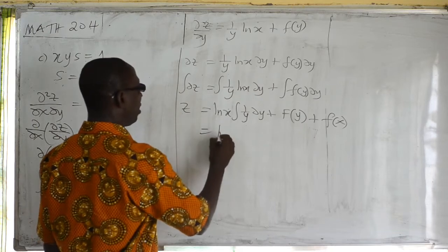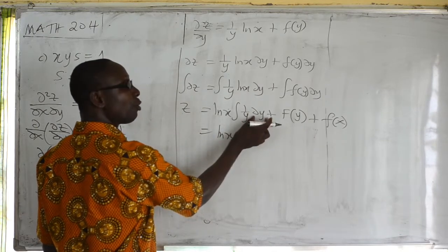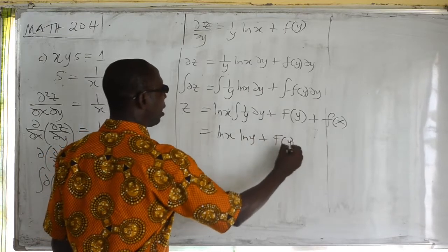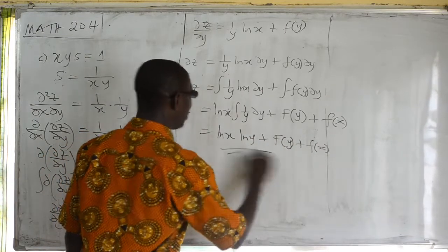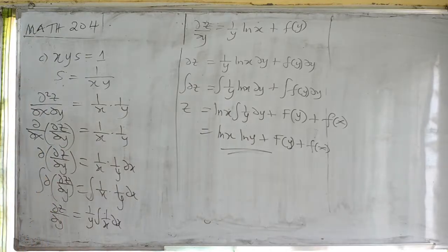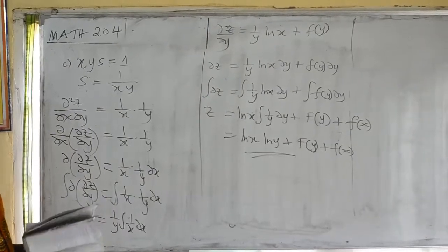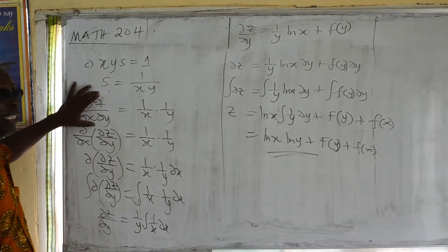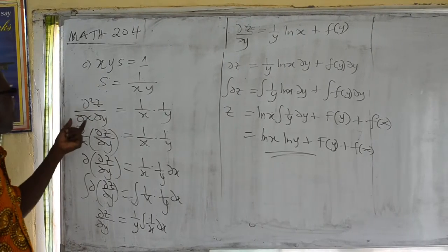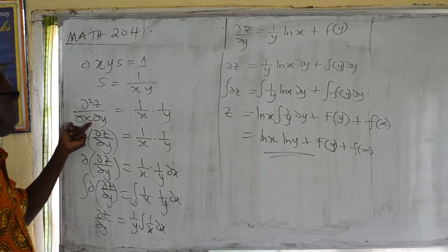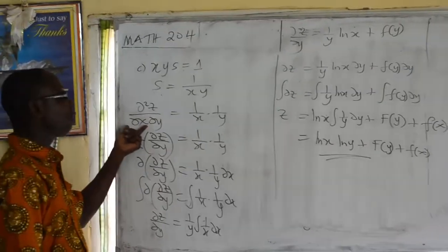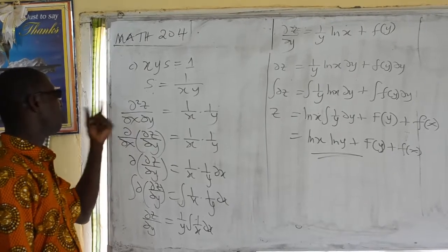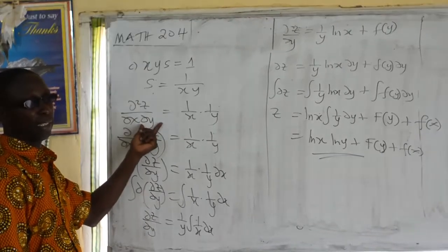So this one gives me ln x. When you integrate with respect to y, 1 over y, you get ln y plus F of y plus small f of x. This is the answer. Very interesting. So note it carefully. I replace these notations, the PQRST, if they appear, just replace them. Then multiply through by this, integrate, get your answer in the simplest form with the arbitrary function. The next one is multiply through by this before you integrate.